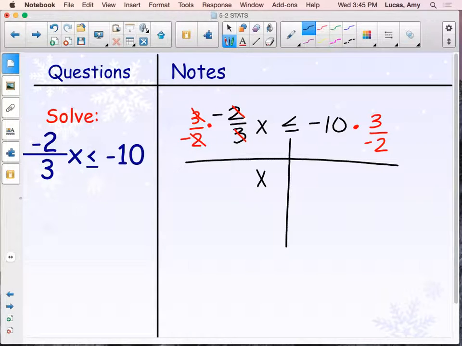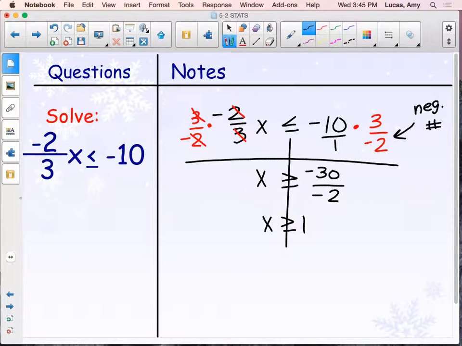Now, because I'm multiplying by a negative number, it's a negative fraction, I need to flip my symbol, and I'm going to put a 1 under my 10, and then multiply straight across. Negative 30 divided by negative 2 is positive 15. So x is greater than or equal to 15. So multiplying by a negative number, whether it's an integer or a fraction, would mean you have to flip your symbol.